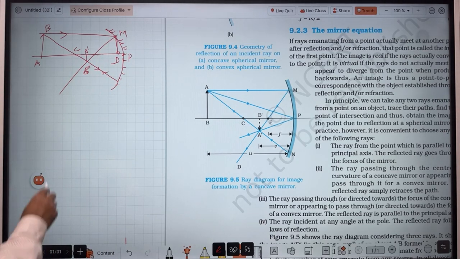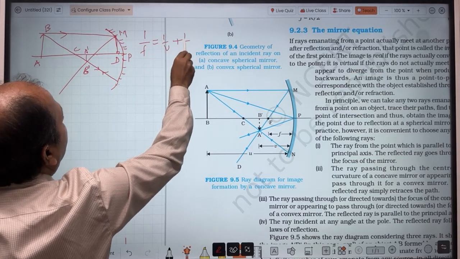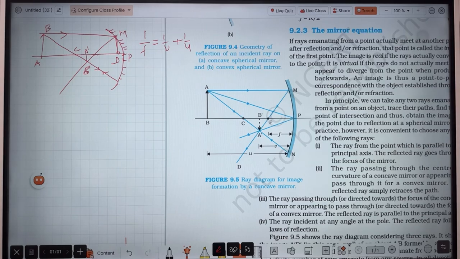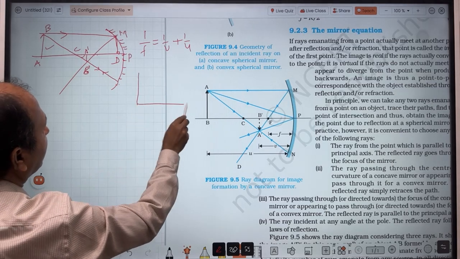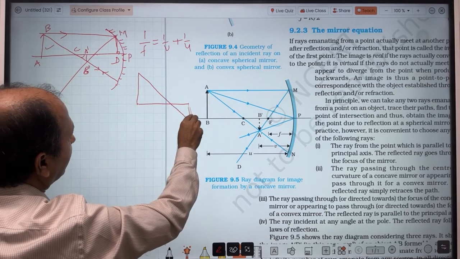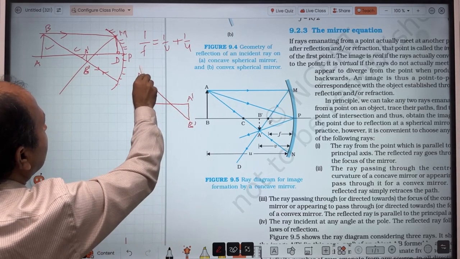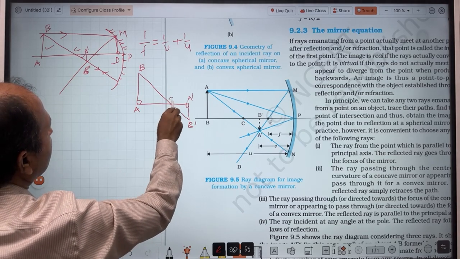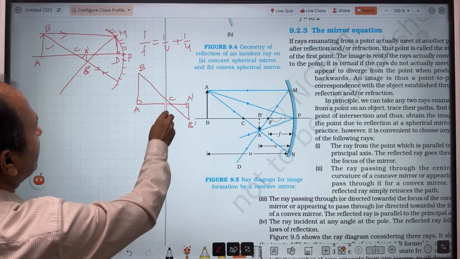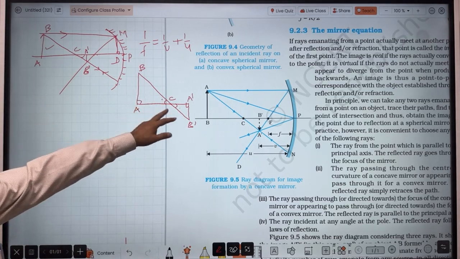Now what we can do, our purpose is to get 1 upon f equal to 1 upon v plus 1 upon u, right? So we can consider similar triangles. So we consider this triangle and this triangle. Let's make it clear for you. It is like this. This is A dash, this is B dash, this is A, this is B. This angle is 90 degrees, this angle is 90 degrees. This point is C, right? So these two angles will be vertically opposite. These two angles are 90 degrees each.